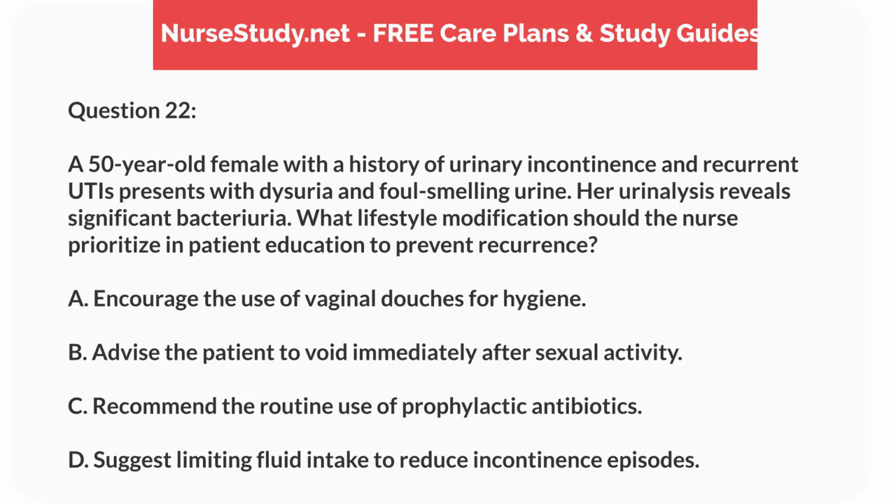Question 22. A 50-year-old female with a history of urinary incontinence and recurrent UTIs presents with dysuria and foul-smelling urine. Her urinalysis reveals significant bacteriuria. What lifestyle modification should the nurse prioritize in patient education to prevent recurrence?